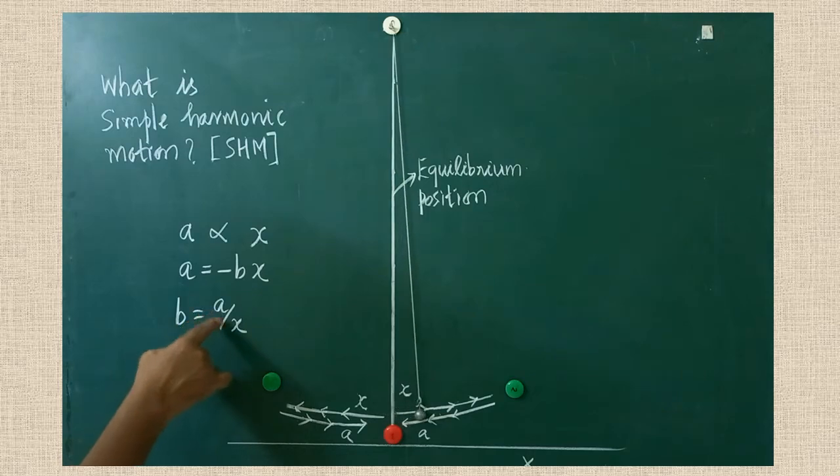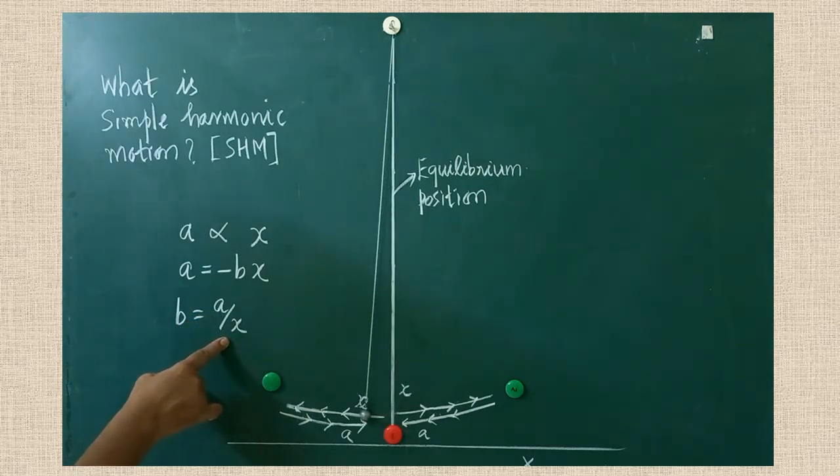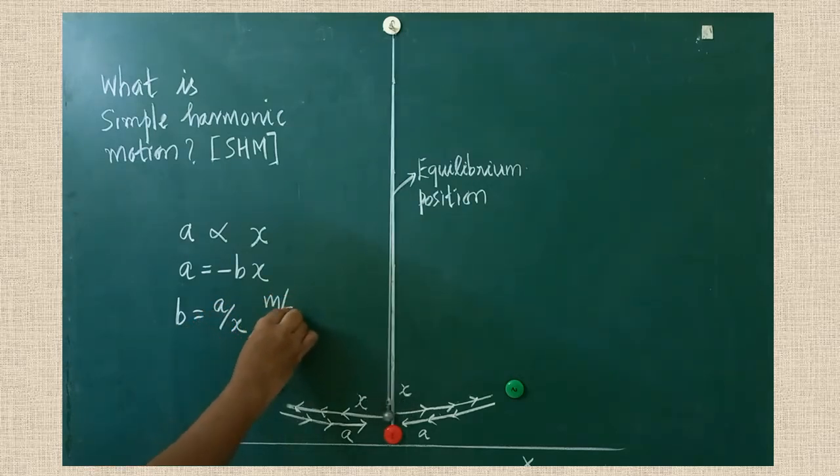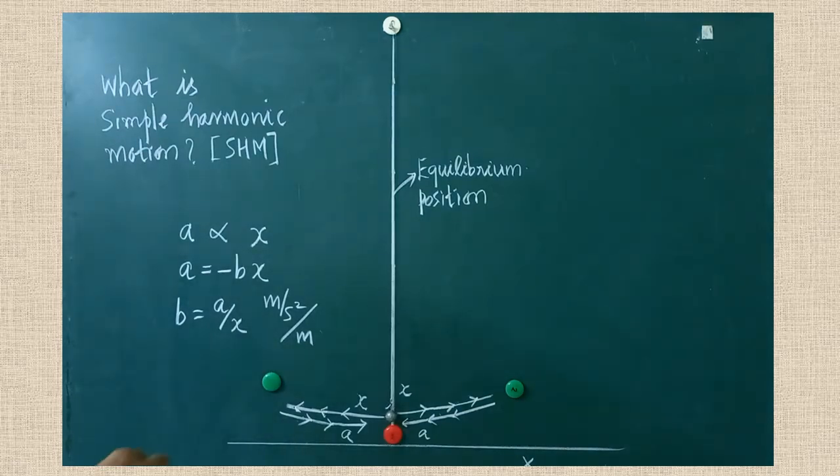Are you clear? Now we are able to get the unit for this. Acceleration is measured in meter per second square. Displacement is measured in terms of meter. So what will happen finally? Meter per second square into 1 by meter. Both meters can be cancelled. So the unit is second to the power of minus 2. Second to the power of minus 2 is the unit of which one? The constant B. Any doubt on this?